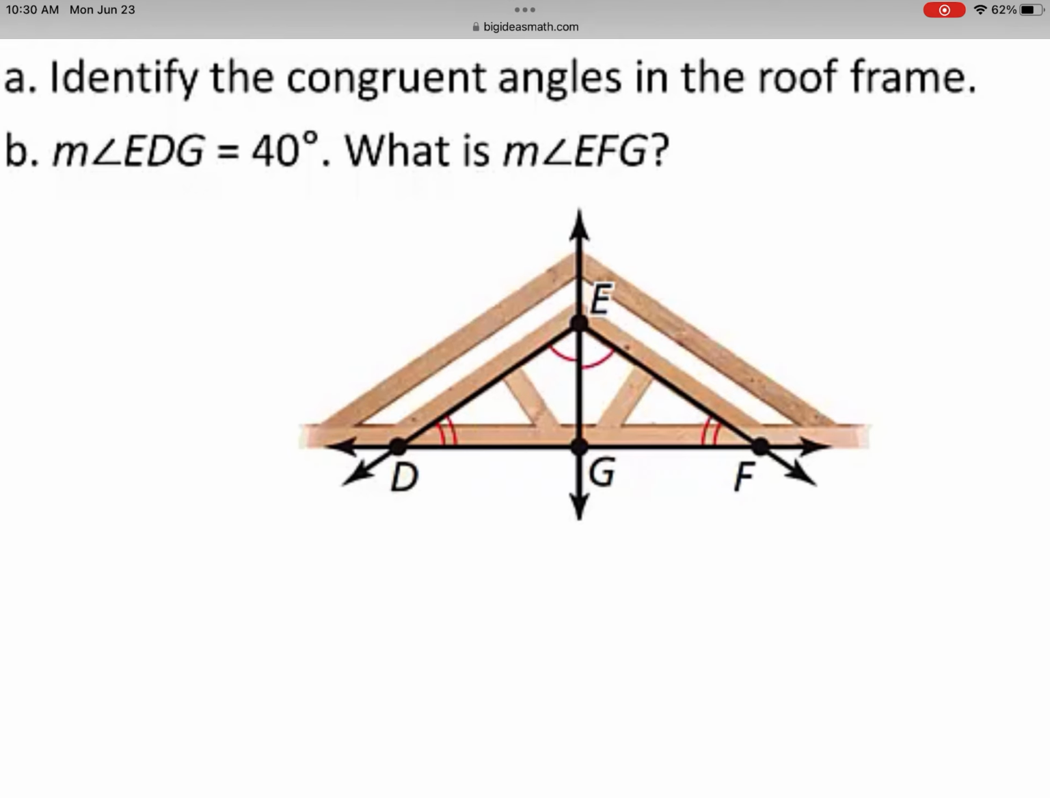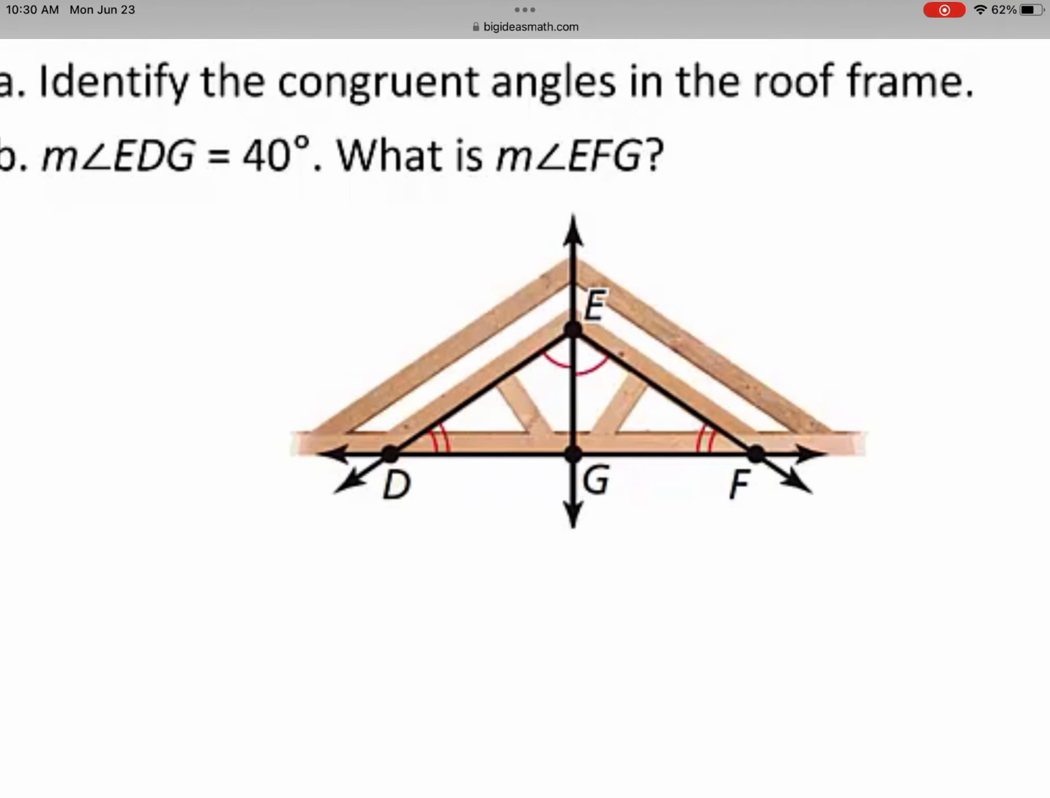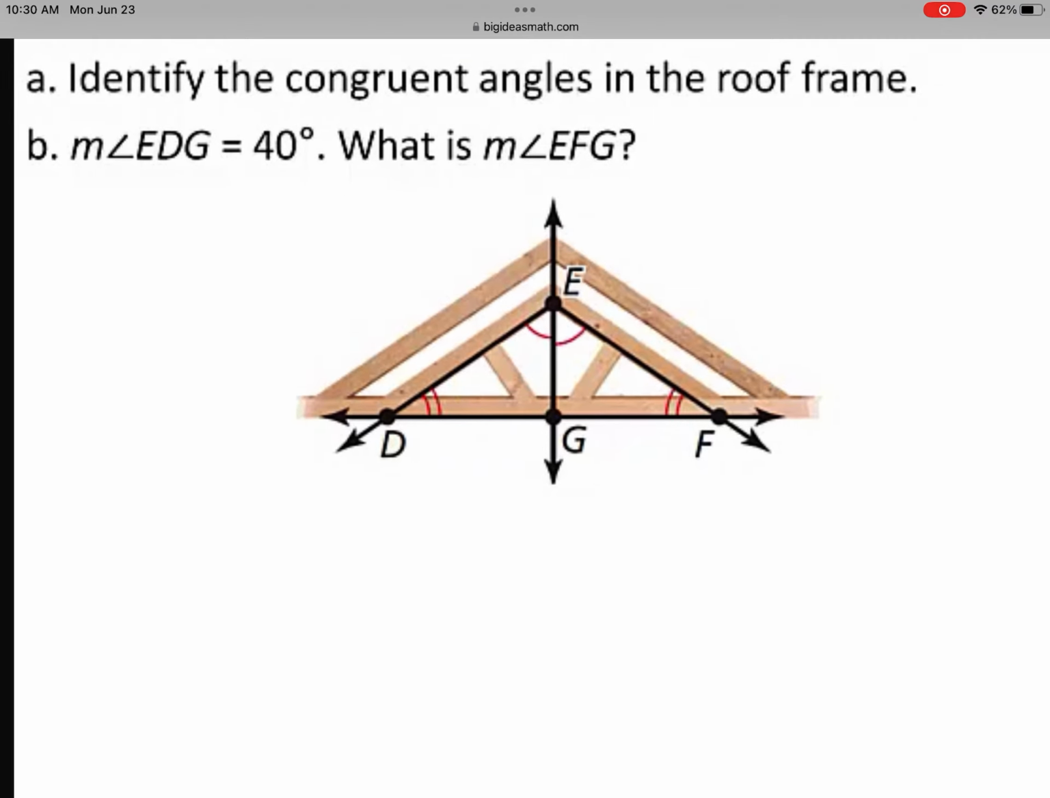A. Identify the congruent angles in the roof frame. And B. The measure of angle EDG equals 40 degrees. What is the measure of angle EFG? In diagrams, matching arcs indicate congruent angles.